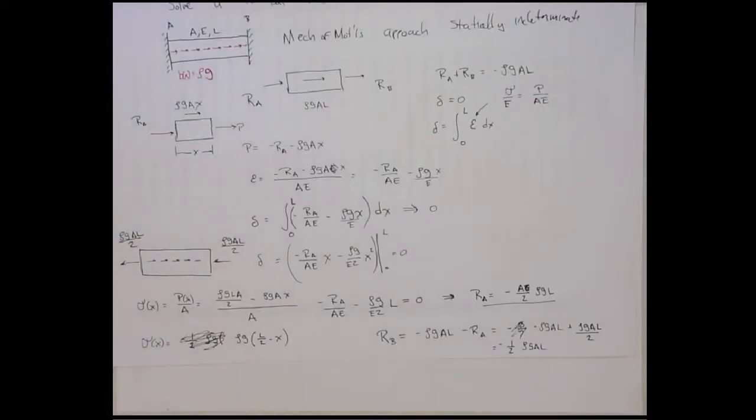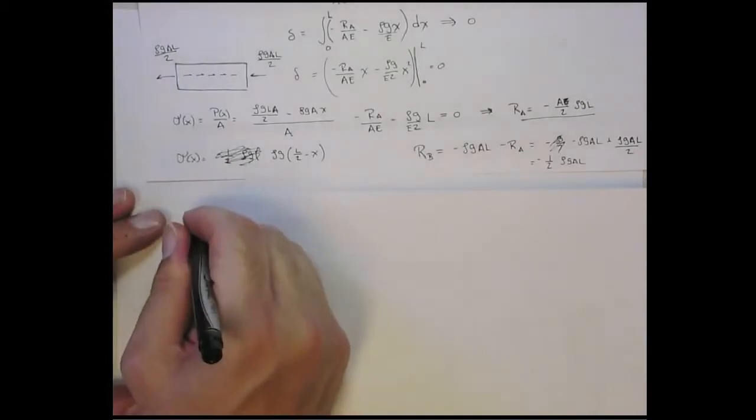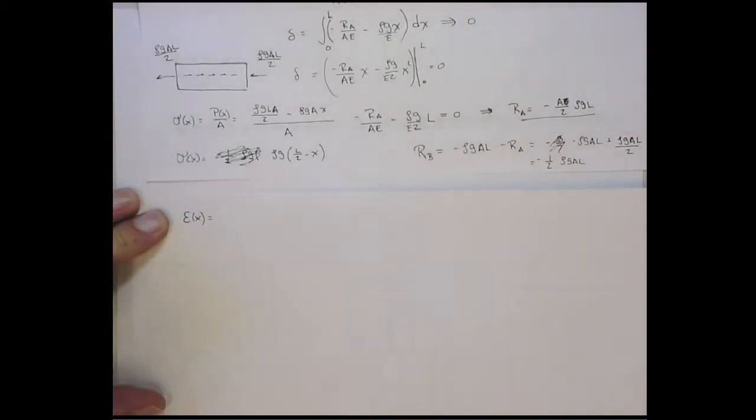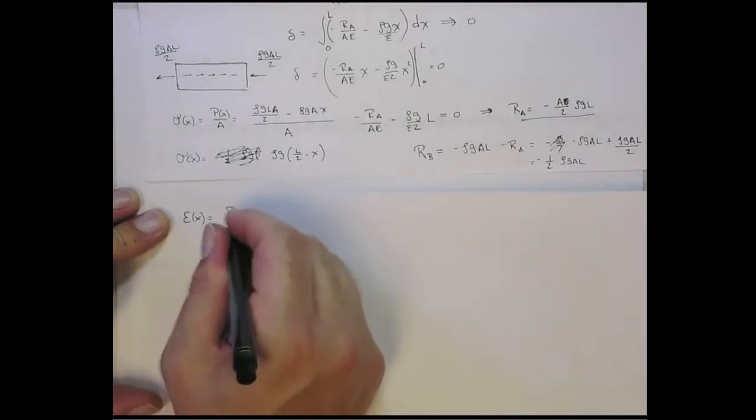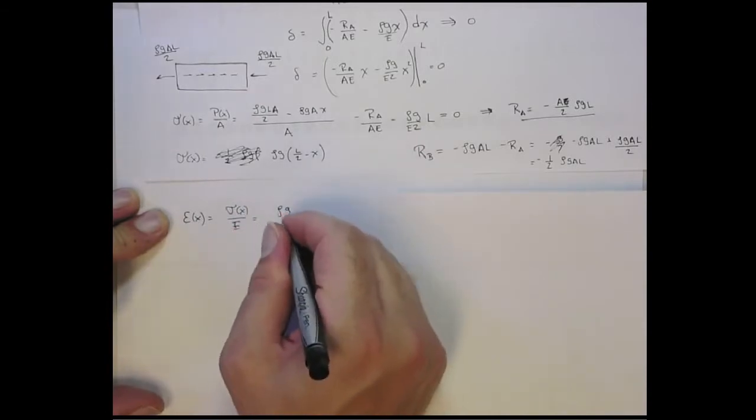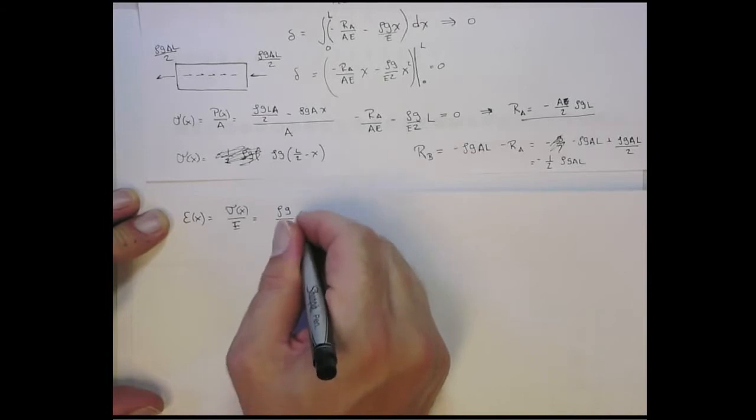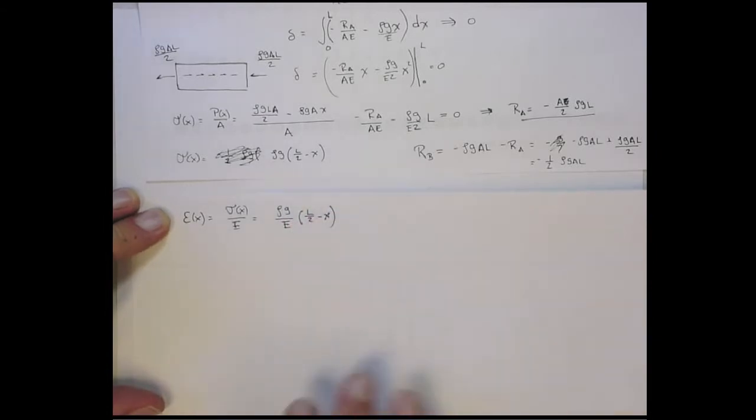And then the last one, we can get the strain. We can then get the strain. That's the stress over Young's modulus. So that gives me rho G on E, times L on 2 minus X.